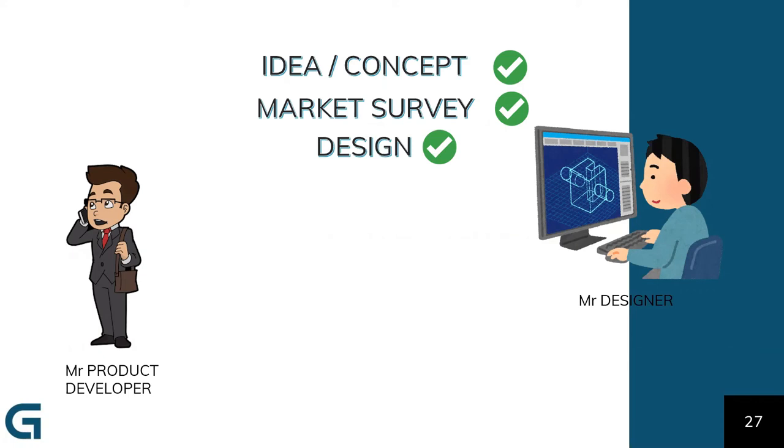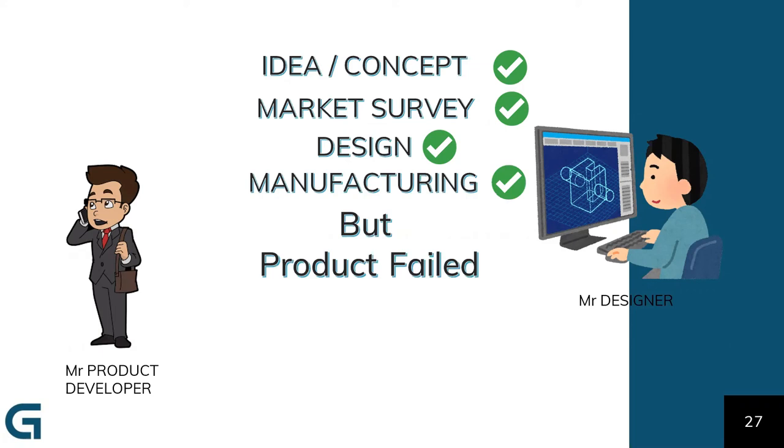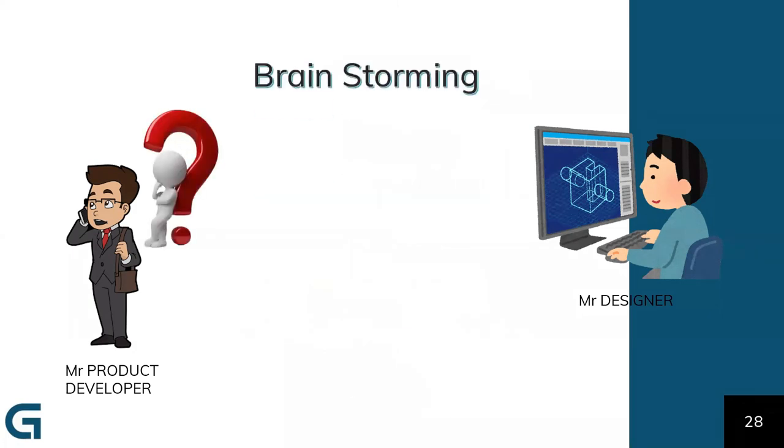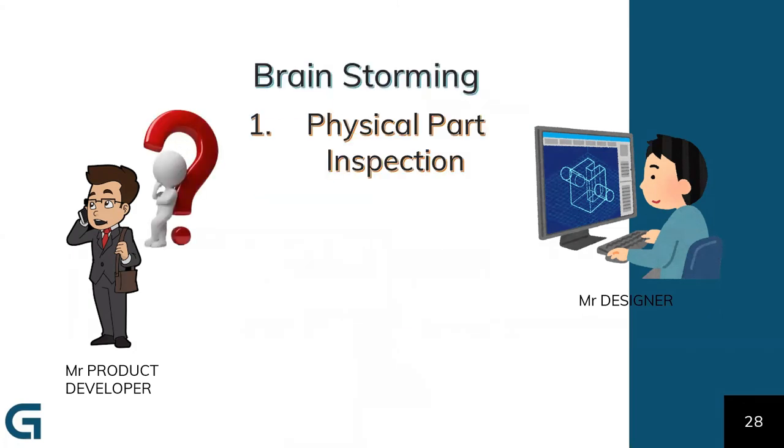Okay, so when we think about it, the next step would always be the manufacturing, and when we do the manufacturing, the product fails. Why? How is the product failing? The idea is accepted, our market survey is done, design is also accepted, we are proceeding to the manufacturing, but the product fails. Why? This is the question which comes into the mind of the product developer, and he thinks of doing brainstorming.